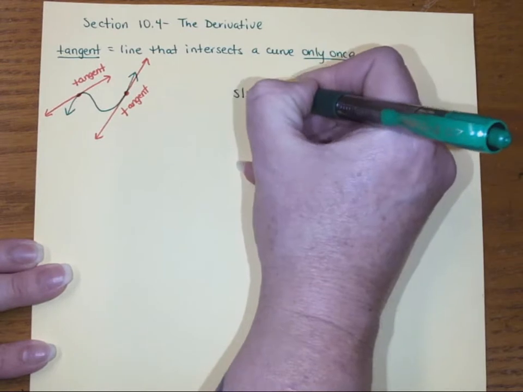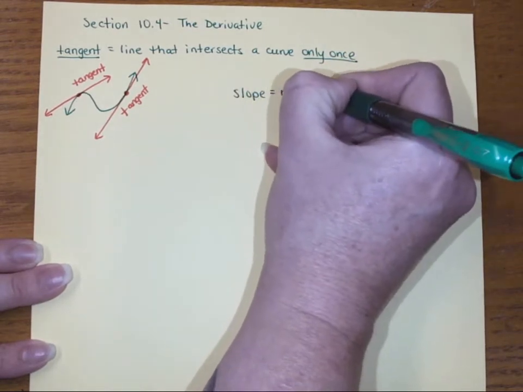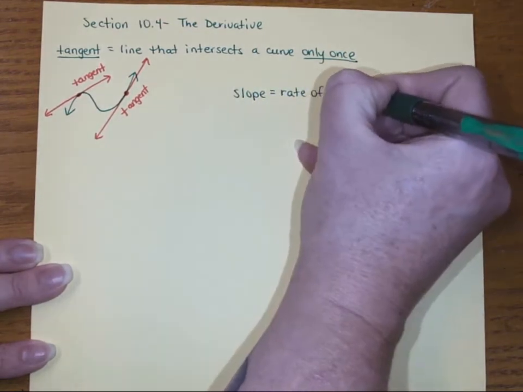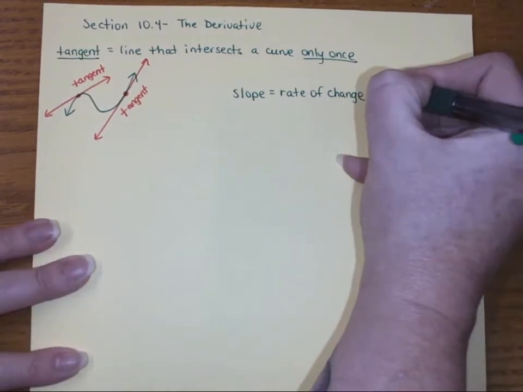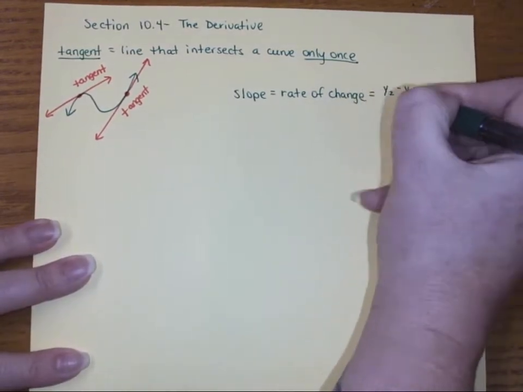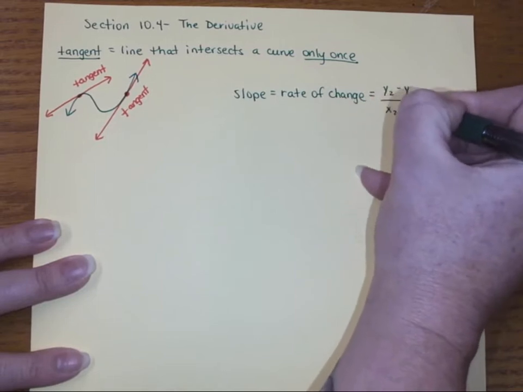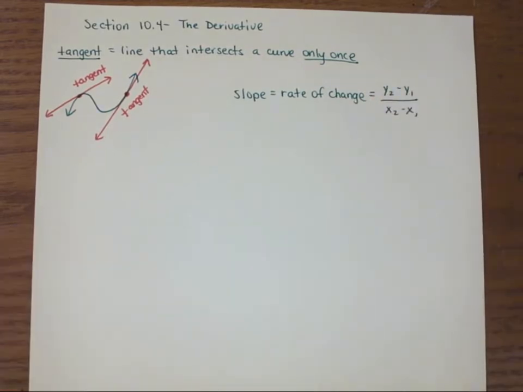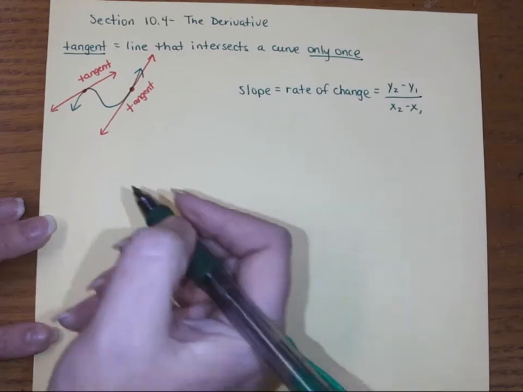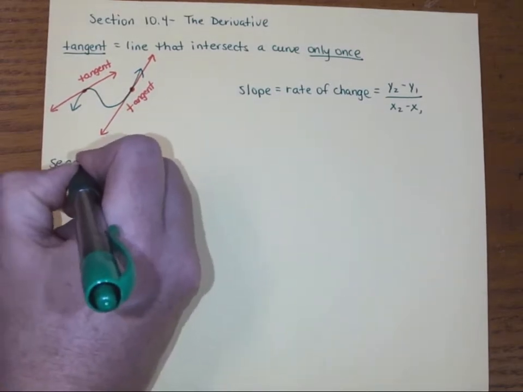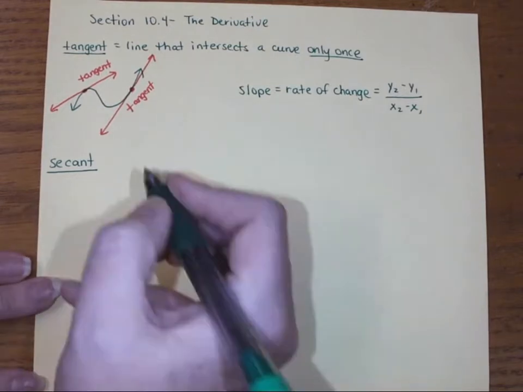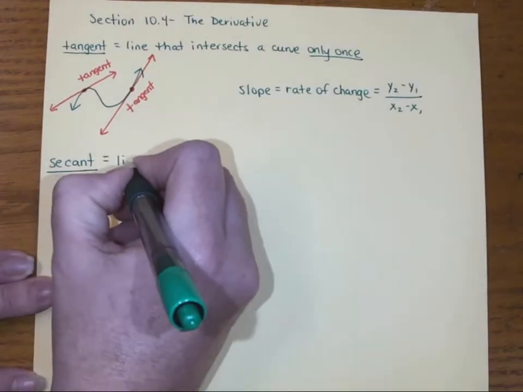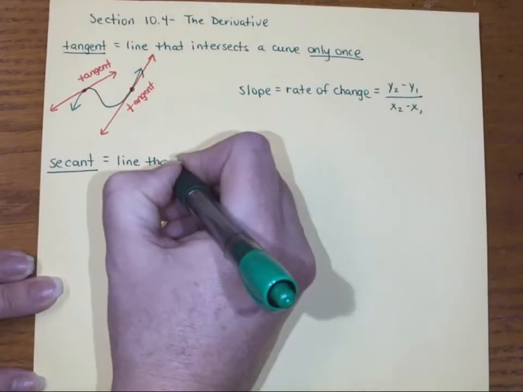So in your algebra class, you probably discussed towards the beginning of the semester what slope was. So slope is always rate of change. The formula for slope is the difference between the y's over the difference between the x's. Okay? And that's for the slope of any line. So while a tangent is a line that intersects a curve once, a secant is a line that intersects a curve twice.